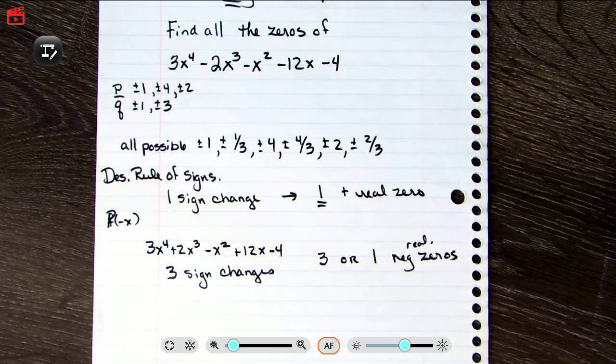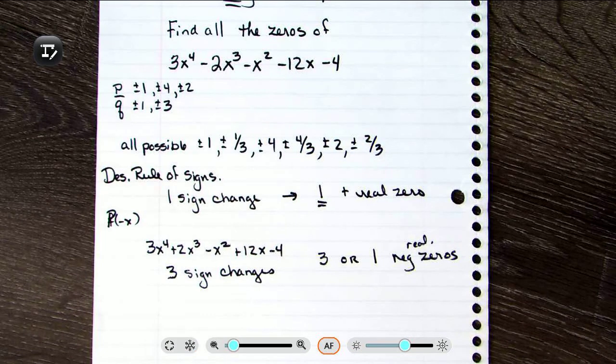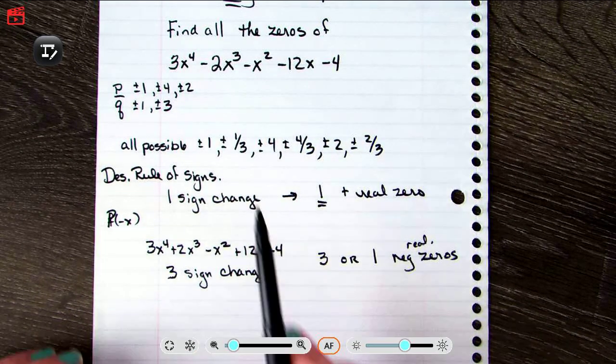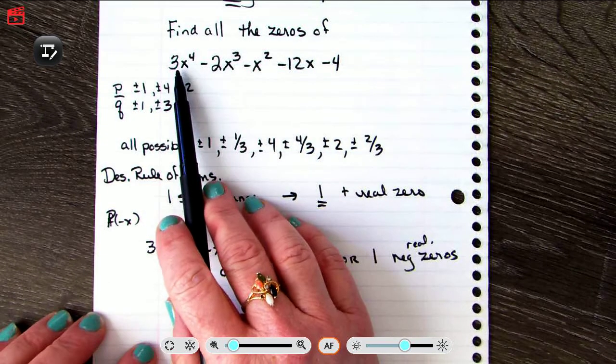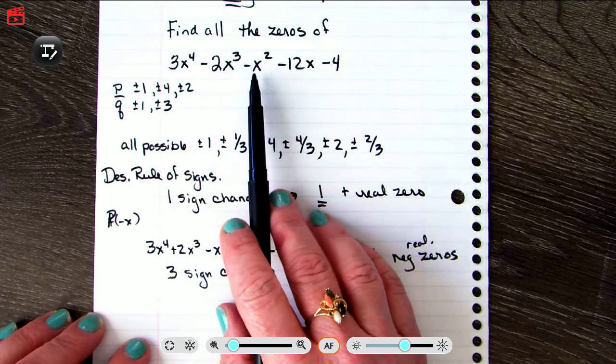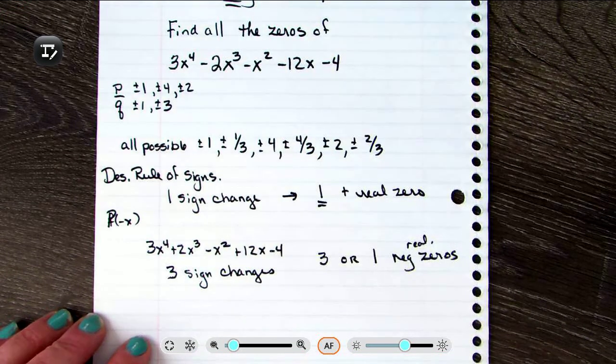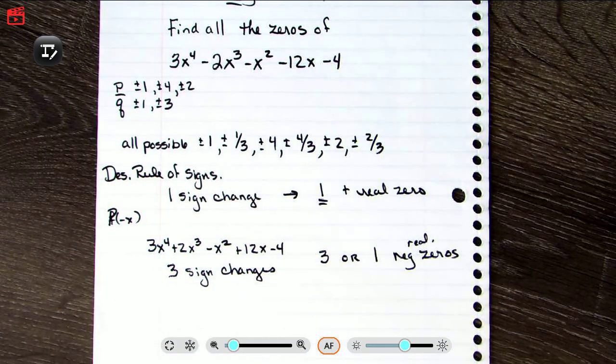Like I said, the ones I like to try most of the time are the nice easy ones, so I'm thinking in my head the 1s, the 2s, the nice easy numbers. If I just stick 1 in here as it sits, this would be 3 minus 2 minus 1 minus 12. Already there's no way that I'm going to get 0. So I'm going to possibly look at something a little different.